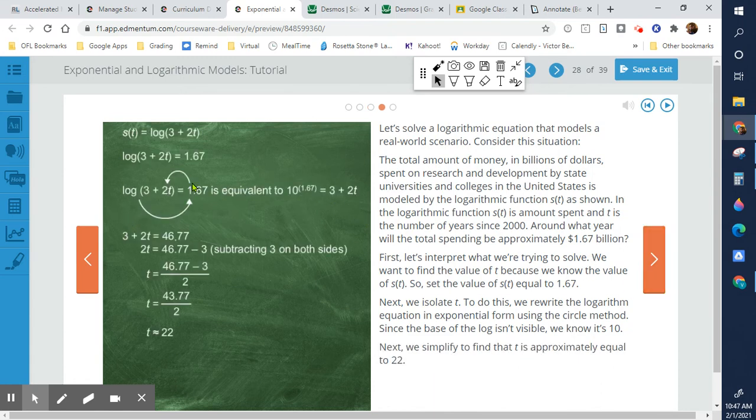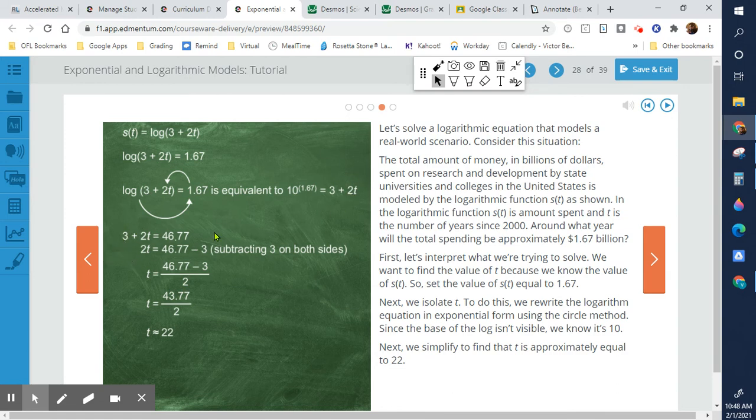All right. So from here, oh, wow, they did a lot of work. They're like, okay, let's subtract 3 from both sides. So first of all, they solved for 10 to the 1.67 power. They got 46.77. They used the calculator for that. So if you're wondering how they got that, they used the calculator to plug this part in. And they also switched these sides, because they want t on the left, so they have to switch sides.